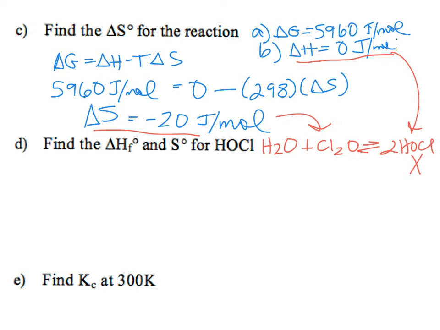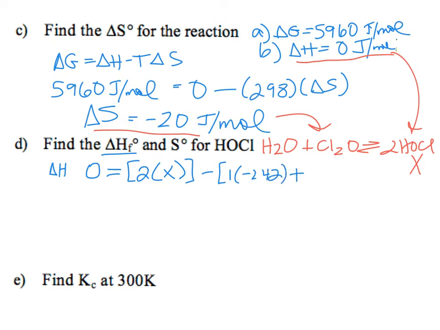We have to do one at a time. Let's start with delta H because they asked for that first. Delta H, I'm going to set this equal to 0, because that's what we figured out the delta H of the reaction was, is equal to 2 times X, because we don't know HOCl's heat of formation, minus 1 times negative 242 plus 1 times 80.3.